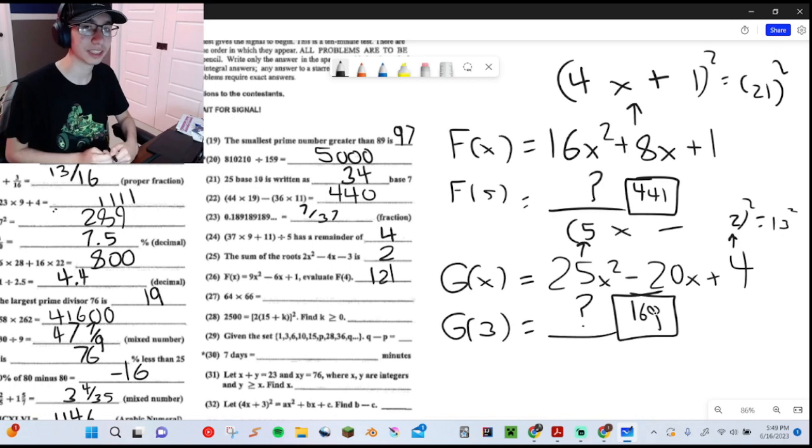So that's how you can do questions like this. Look for those three things: the square root of your a term, the square root of your c term, and the sign of your b term.